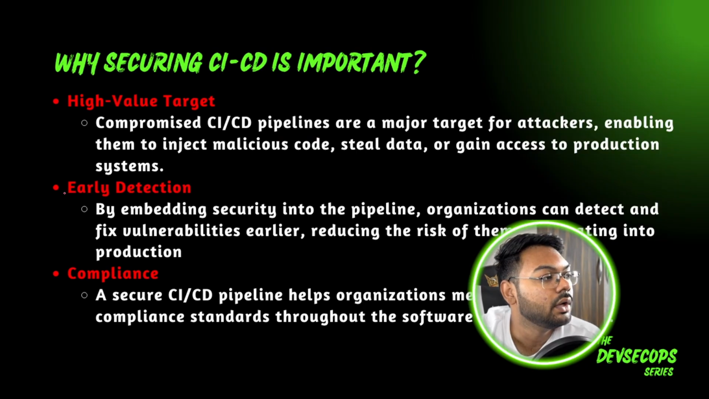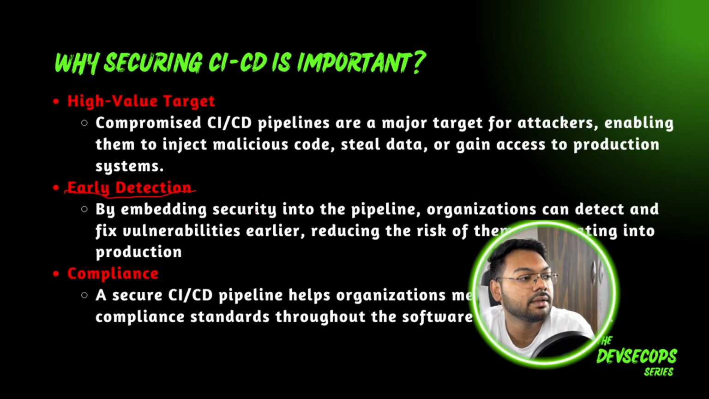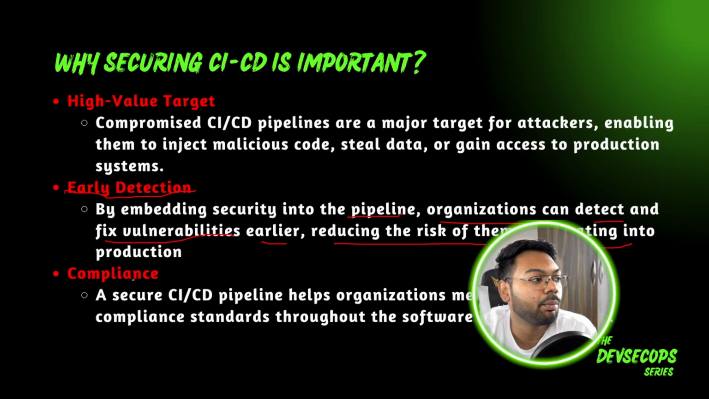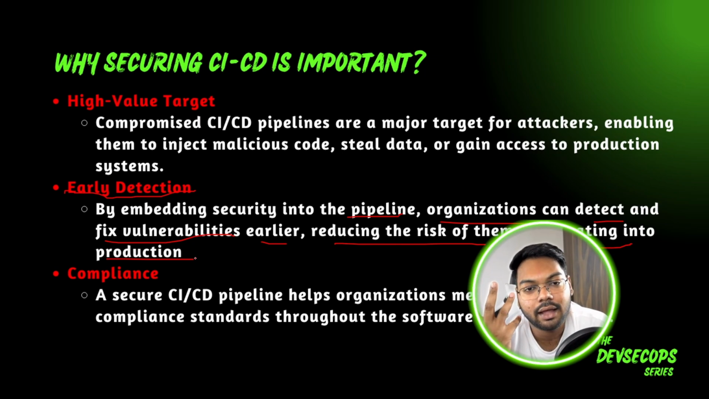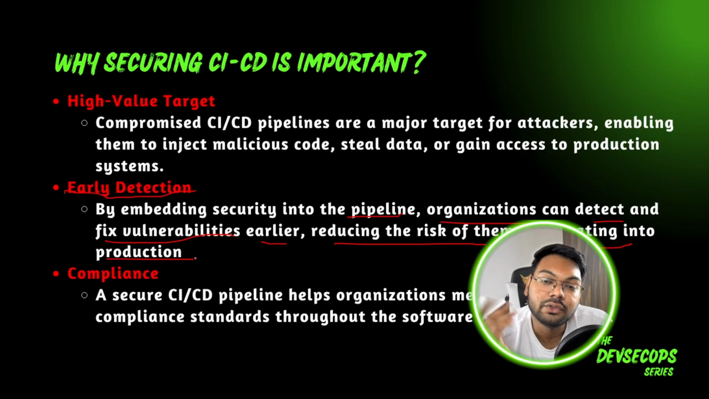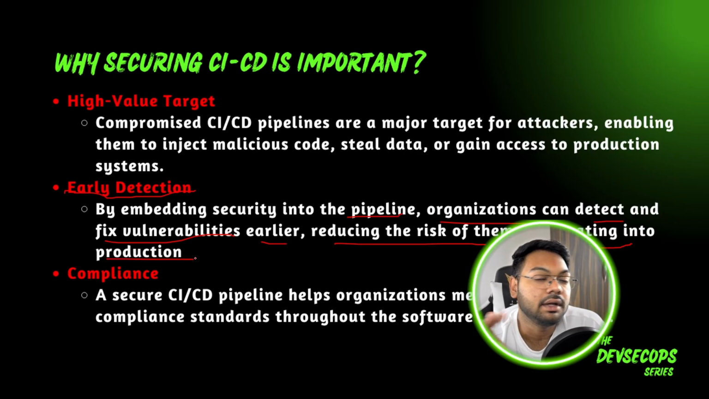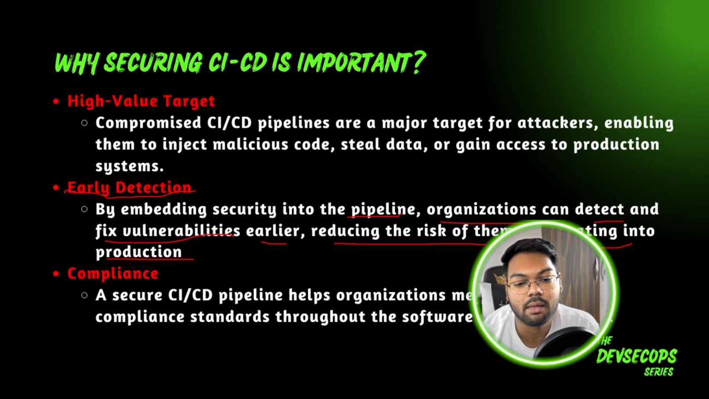Okay, so next comes early detection. By embedding security into the pipeline, organizations can detect and fix vulnerabilities earlier, reducing the risk of them propagating into production. So once you have enabled SAST, SCA, DAST, IaC scanning, then secret detection, and what else? Container or image scanning, not container scanning, image scanning. Then you would get to know. Okay, now I have a lot of things in place, also artifact signing and then verifying them. If these things are in place, you would detect early in the CI/CD process, wherein you can check for issues or vulnerabilities as such.